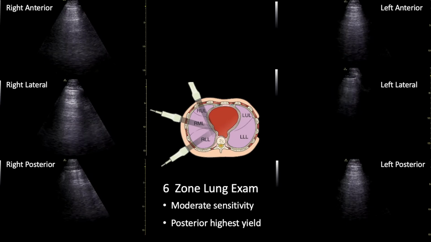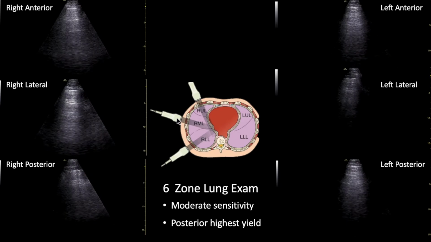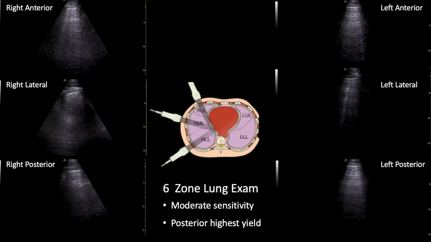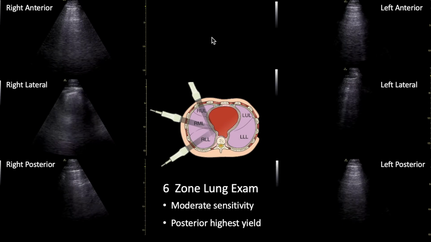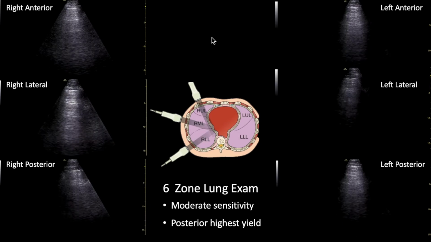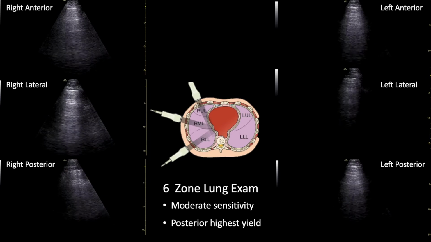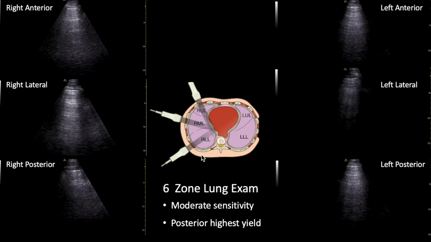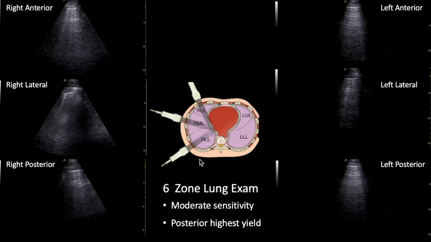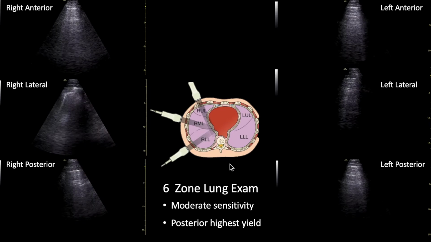So we did a 6-point lung exam where we looked at the anterior, lateral, and posterior lung zones, both on the right side as well as the left side. This exam has moderate sensitivity. If you really want to go looking for smaller infiltrates, you should do more than 6 exam zones. Some people will say 8, 28, I've even seen a 96 zone protocol. But 6 exam zones will give you moderate sensitivity for detecting things like pulmonary edema.